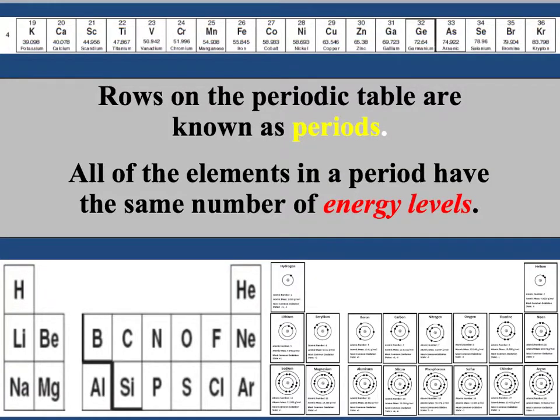So just like columns have special names on the periodic table, rows have special names as well. A row is if you're going across from left to right or from west to east. A row on the periodic table is known as a period. So hopefully that's easy. And all of the elements in a period or a row have the same number of energy levels. So if they're all in period 1, they only have 1 energy level around the nucleus. If they are in period 2, they have 2 energy levels around the nucleus. If they are in period 3, 3 energy levels. 4, 4 energy levels. 5, 5 energy levels. You get the point.